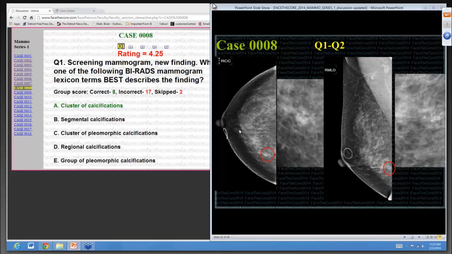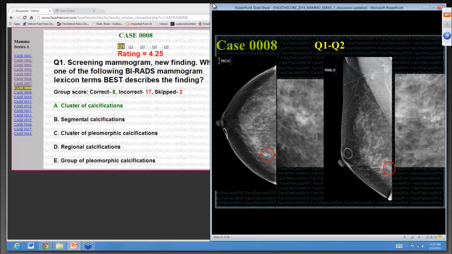Case 8, we have craniocaudal and mediolateral oblique views of the right breast. This is a zoomed up image of this, and this is a zoomed up image of this on the MLO view. These are not diagnostic mammogram views. These are just zoomed up images of these screening mammogram findings. So what we have is the right breast that's scattered fibroglandular densities, and what we have here is a cluster of calcifications located in the lower inner quadrant posterior depth.